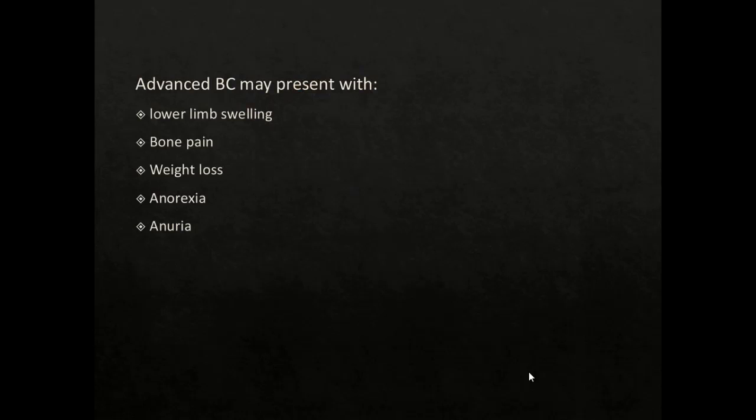Advanced bladder carcinoma may present with lower limb swelling due to local extent of the disease. With metastasis, if there is a bone deposit, it will present with bone pain. There may be a history of weight loss, anorexia, or anuria if bilateral ureteric orifices are involved and there is chronic obstruction.